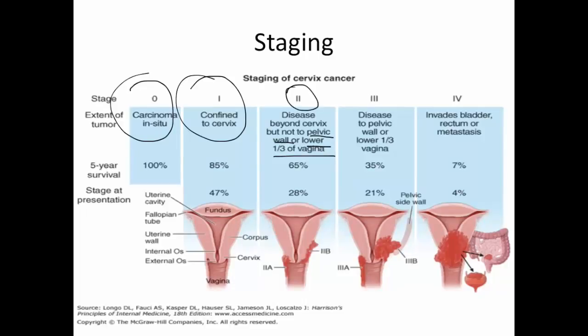As you can see here, in 2A it reached the upper 2/3 of the vagina. Stage 2B reached the parametrium. However, they did not reach the pelvic wall nor the lower 1/3 of the vagina. If they reach the pelvic wall or the lower 1/3 of the vagina, you have now reached stage 3. Stage 3A reached the lower 1/3 of the vagina. Stage 3B reached the pelvic wall. After that, we have stage 4, which talks about metastasis. Stage 4 has 4A and 4B also. 4A is if it metastasizes somewhere nearby, for example the bladder, and 4B is if it metastasizes somewhere far away.